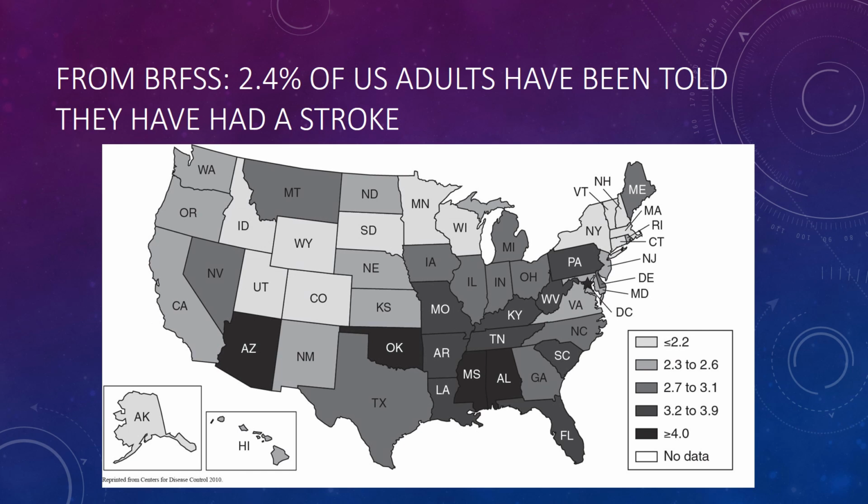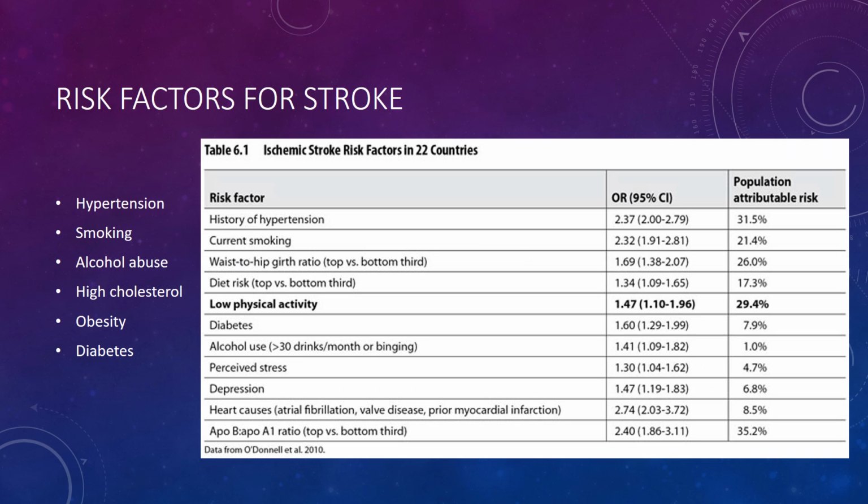This is a prevalence map. This data is from the BRFSS. That's the system where they call and ask about all kinds of health-related conditions. And so what you see here is that on average, 2.4% of U.S. adults have had a stroke or have been told that they've had a stroke. And you can see how that varies by state. So lighter colors mean a smaller percentage of the population has had a stroke. The darker the color, the greater the percentage of strokes. So Mississippi, Alabama, Oklahoma, Arizona, in those states, more than 4% of the population has actually been told they've had a stroke, which is, to me, a very alarming statistic.